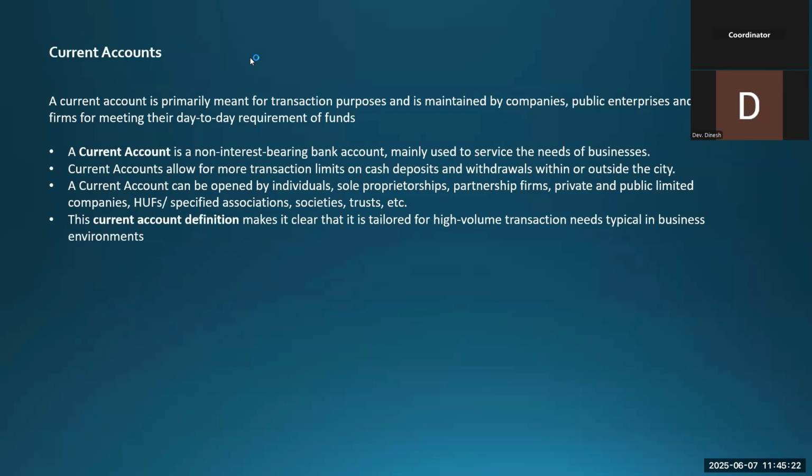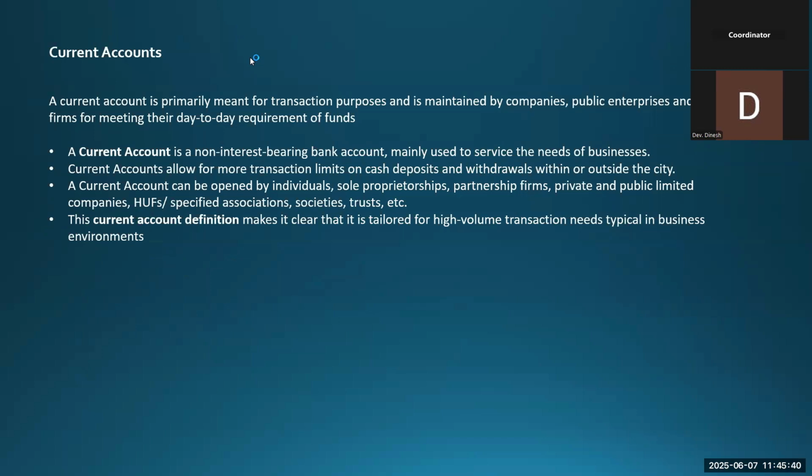Current accounts allow for more transaction limits on cash deposits, withdrawals within the city and outside the city. So, current accounts or businesses may have operations in multiple cities, multiple locations. So, current account holders are generally allowed to deposit and withdraw from different bank branches.